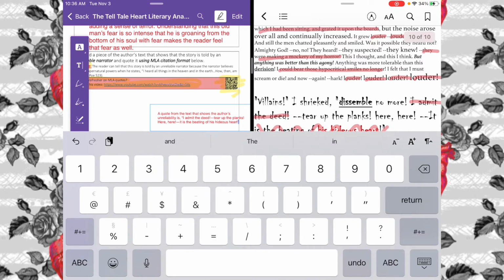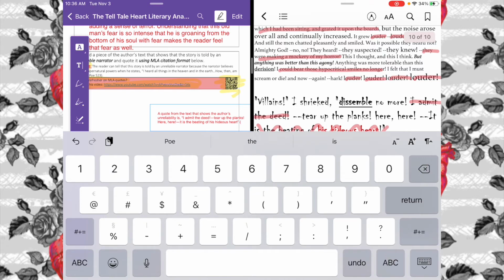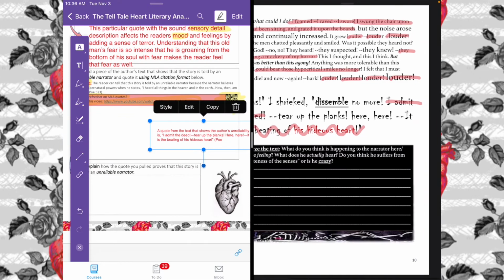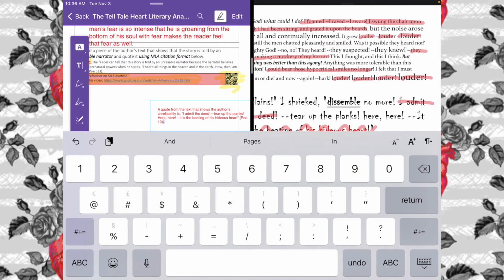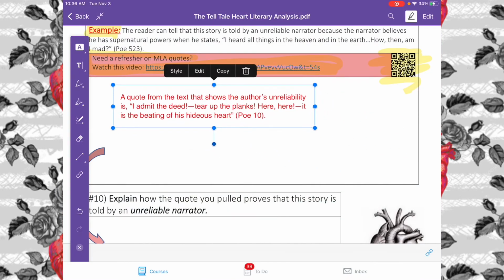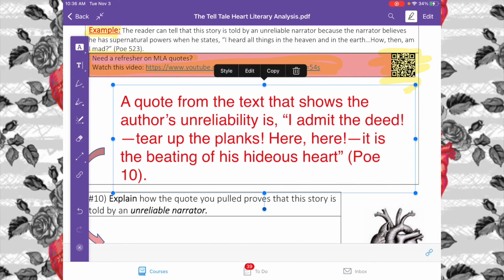When you get to the end of the author's words, you see punctuation, kick it out, quotation mark. We're adding our parenthesis, author's last name, page number, and parenthesis, and period. All right, I'm going to take my text away. I'm going to focus on my response here. So now I have my quote in MLA format.